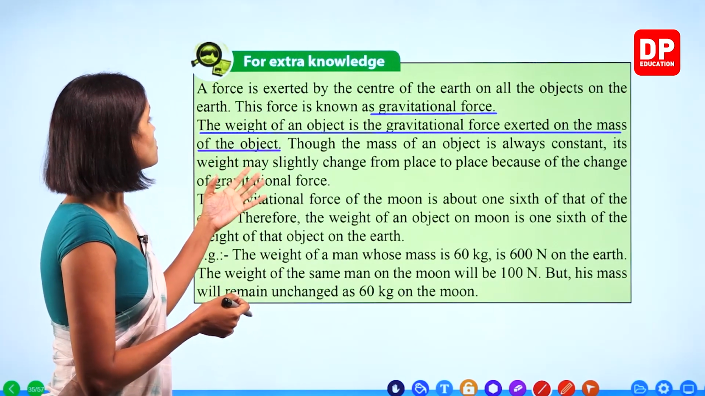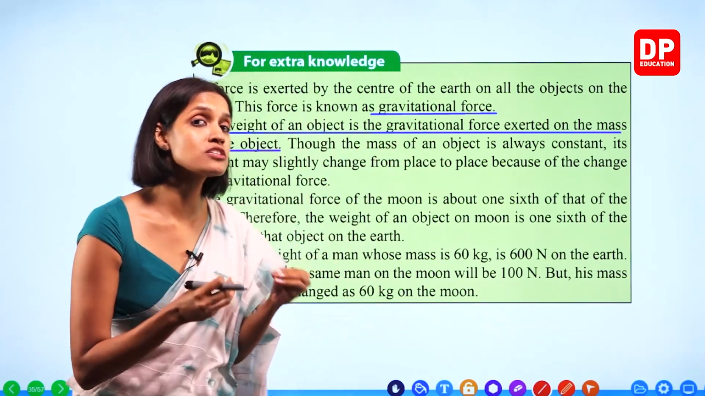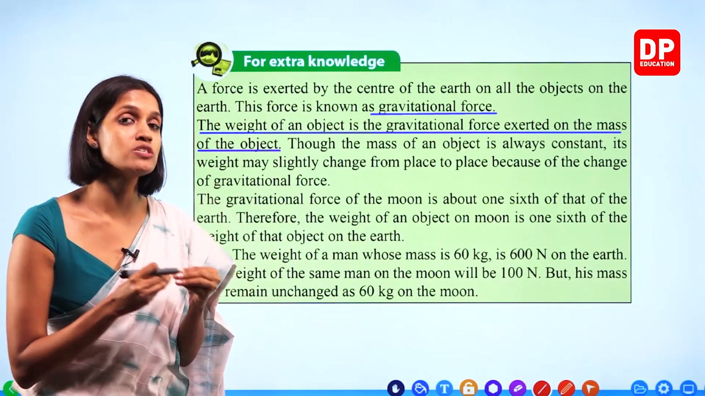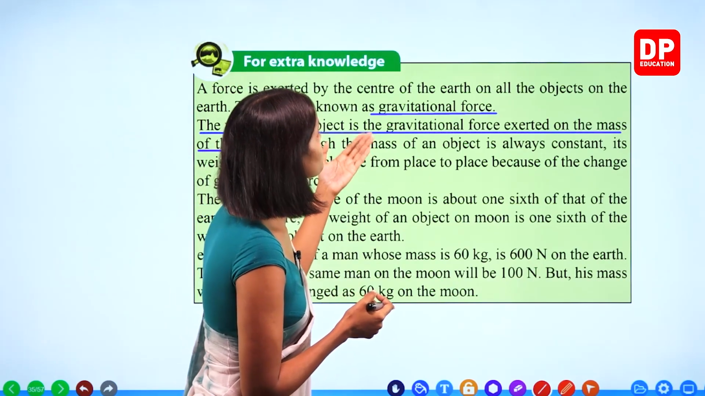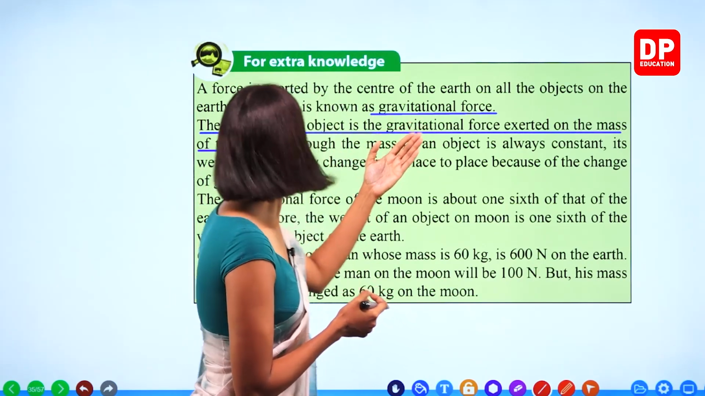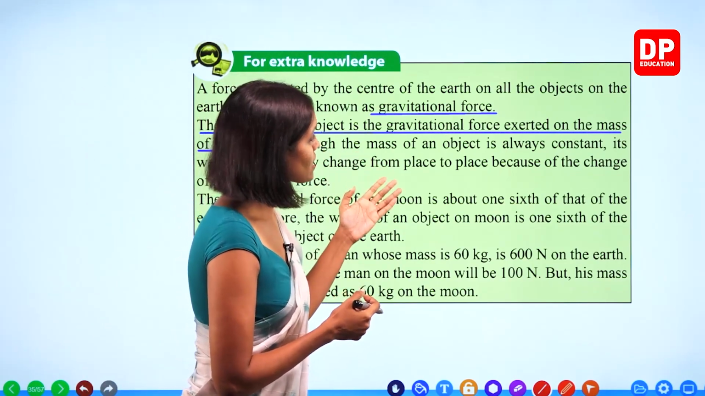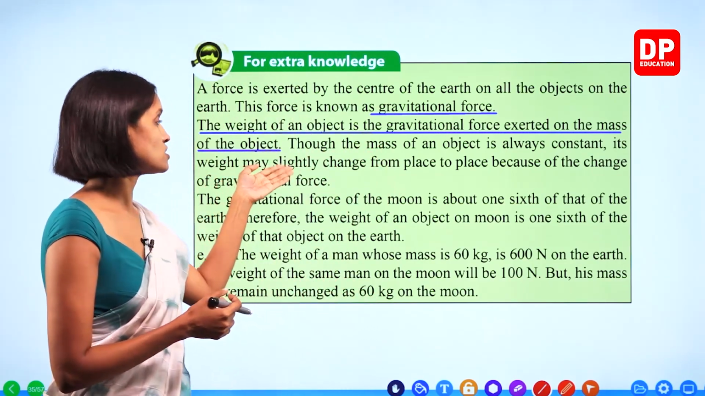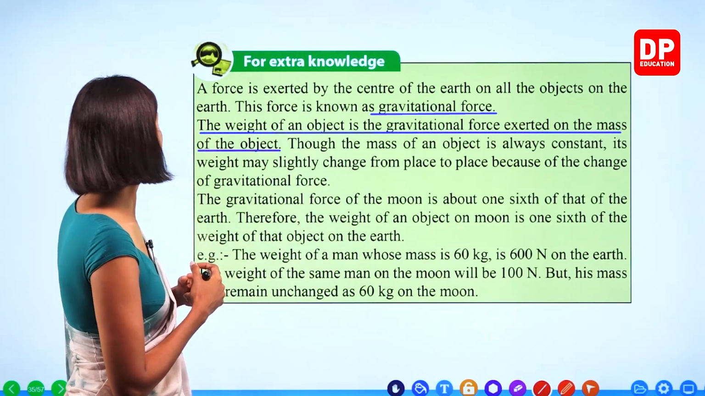Though the mass of an object is always constant, which means the mass does not change. Mass means the amount of matter present in a certain object, right? Though the mass of an object is always constant, its weight may slightly change from place to place because of the change of gravitational force, from planet to planet, place to place.